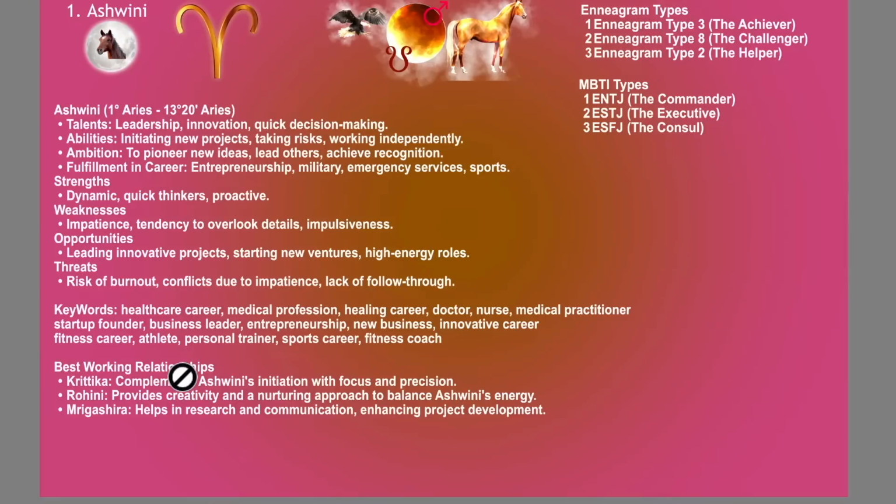Best working relationships it has with other nakshatras, for example, this one has with Krittika, Rohini and Mrigashira. And then we are going to bring in the Enneagram model types, 3 of them, which closely match with Ashwini kind of themes which we have discussed here. And later on, we'll also bring in the MBTI, again 3 types, which closely match with Ashwini. So now you can take this as a personality test.